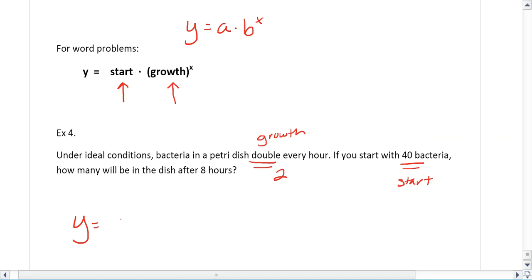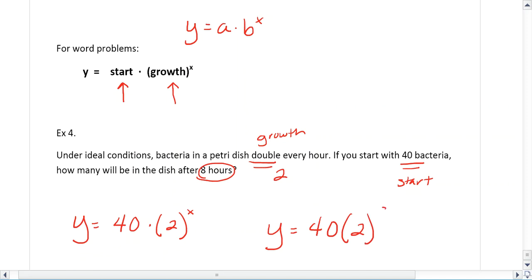Y is the number of bacteria. We're starting with 40. It's doubling, so that's my growth. And x is the hours that go by. So that's my general equation. And in this particular problem, they want to know after 8 hours has gone by. So if we punch this into our calculator, it knows PEMDAS, and it will do 2 to the 8th power and then multiply it by 40. So if I punch this correctly on the calculator, I got 10,240 bacteria after the 8 hours.